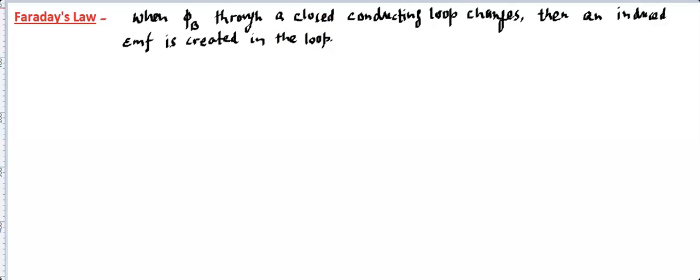So what are the critical terms over here? Let's have a glance at that. There has to be magnetic flux, first of all, and this magnetic flux has to change. So this law will give results when the flux is changing. So first of all, there has to be a magnetic flux. Second, it has to change. And where does it have to change? Through a closed conducting loop.